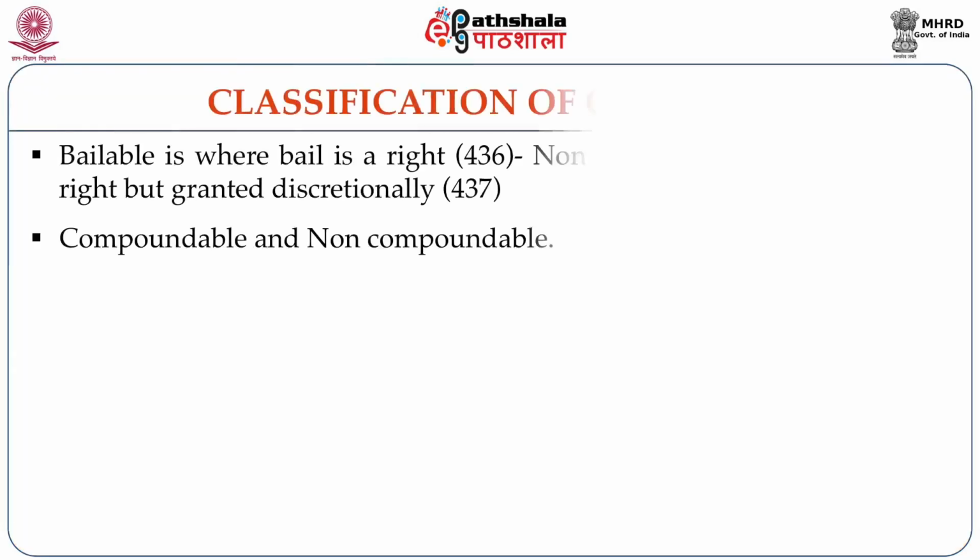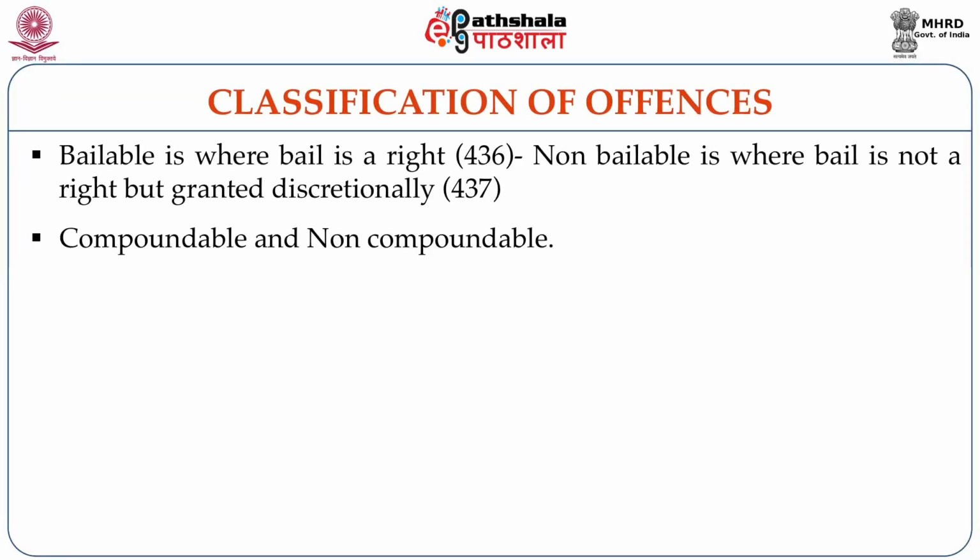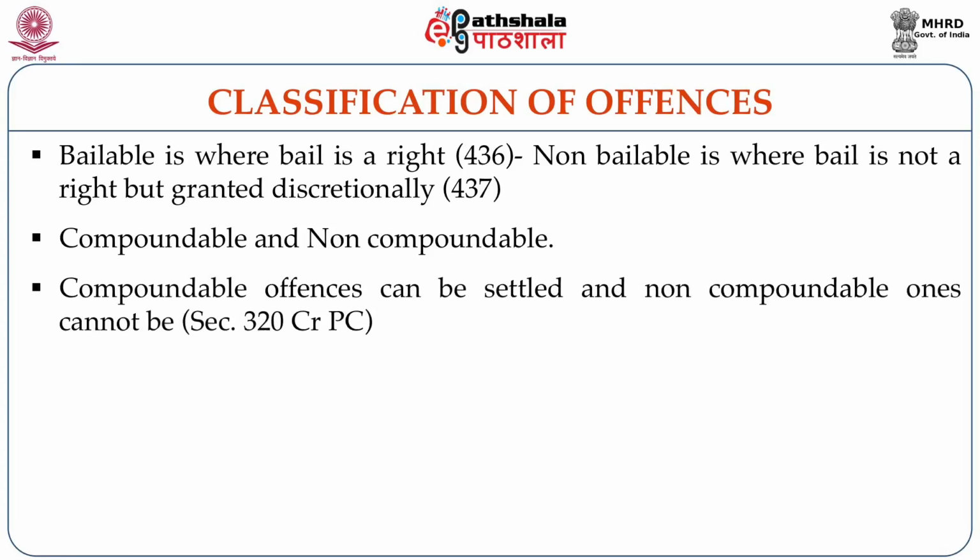The third way of categorizing an offence is compoundable and non-compoundable offences. Compoundable offences are those which can be compromised or settled between the parties, and non-compoundable offences are those which cannot be settled between the parties. Now section 320 of the CrPC lists out which offences can be settled, compromised or compounded and which cannot be compounded. So it lists out all the offences which can be compounded.